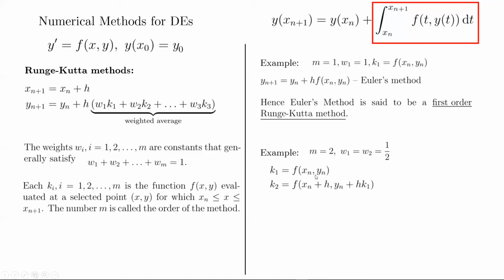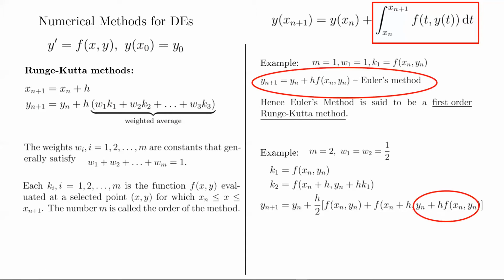K1 is, again, just going to be the function evaluated at xn, yn. K2 is the function evaluated at xn plus 1, so xn plus h, and yn plus h times k1. Well, k1 is this thing, f at xn, yn. So if we write out yn plus 1 for this case, we get yn plus h over 2 times f of xn, yn plus f of xn plus h, yn plus h times f of xn, yn.